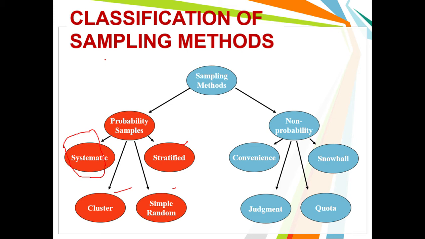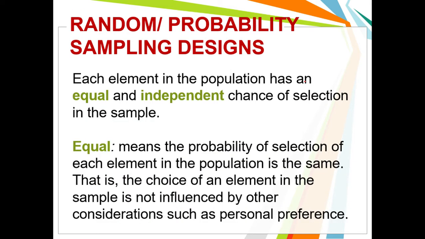Okay? So, yung pangalawang broad area naman ng sampling, we have non-probability. So, under dito, we have convenience sampling, snowball sampling, judgment sampling, and quota sampling. Okay? So, itong lahat will be discussed sa ating next na video. Okay? So, kailan masasabing random or probability sampling yung ating sampling method? Okay? So, ano yung difference ng random sa non-random na sampling design?